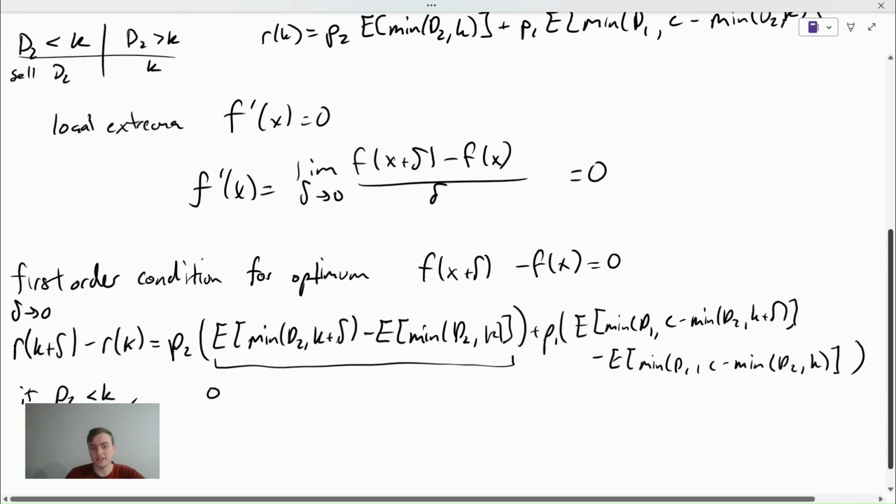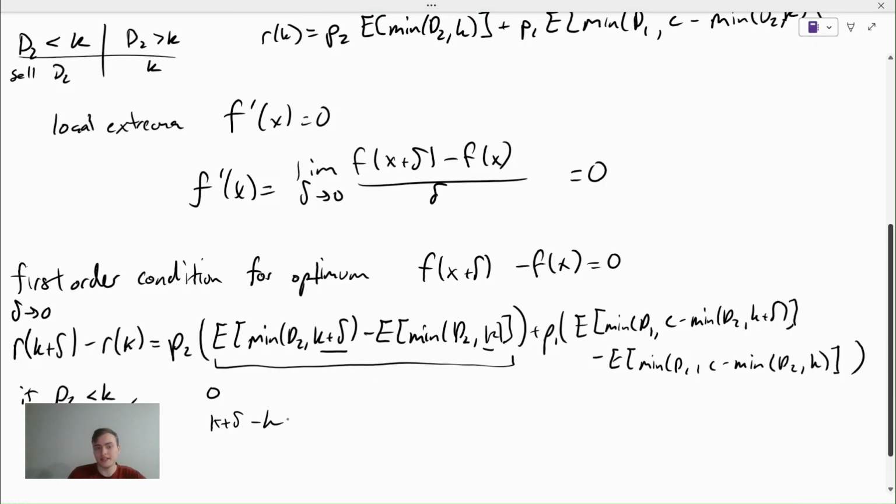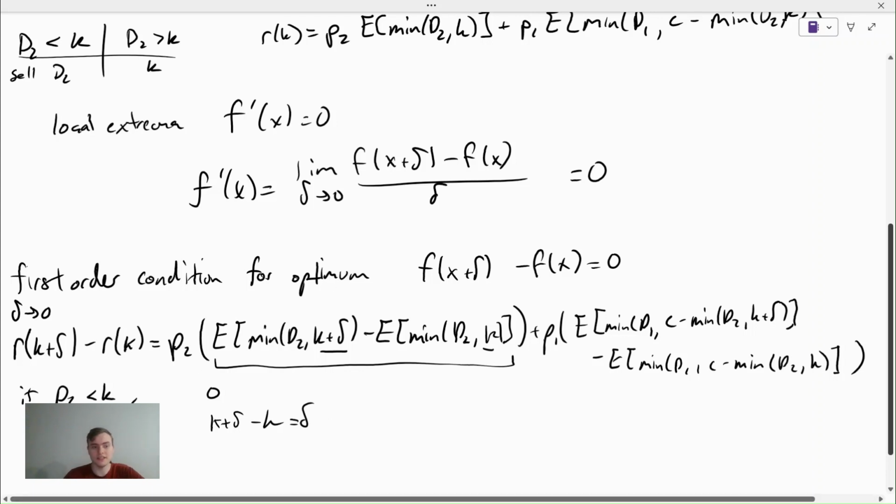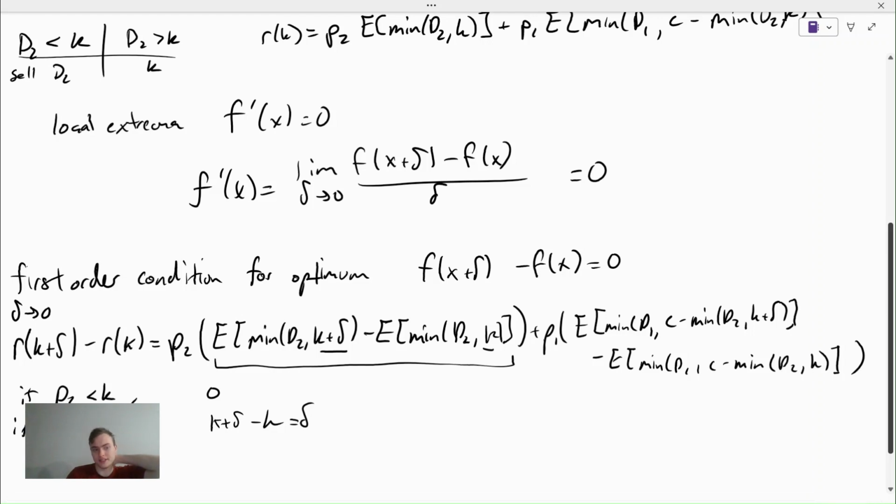Otherwise, it's going to come out to k plus delta minus k. Otherwise, that one's going to be the minimum, right? And that just equals delta, right? So our expected value is the probability of this second case, which is d2 greater than k.